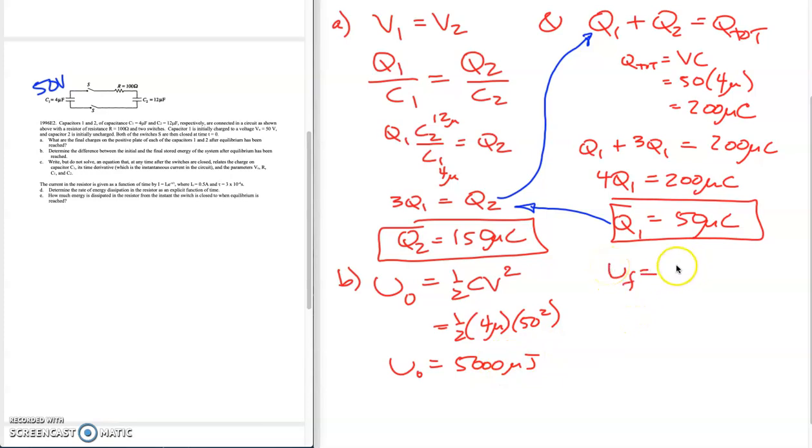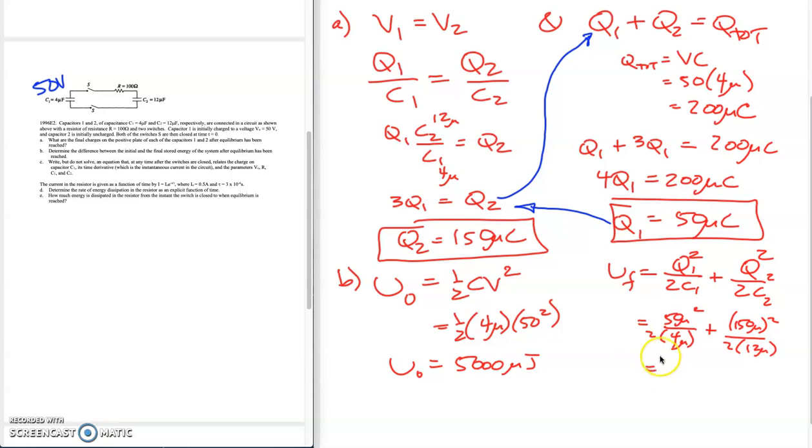All right, the final is going to be, well, we don't know what the final voltage is, but we do know Q squared over 2C. And we now have that charge split between our 2 capacitors. So we have Q1 and Q2. So this will be 50 micro squared over 2 times 4 micro, plus 150 micro squared over 2 times 12 micro. Multiplying those and adding them up gets us 1250 micro.